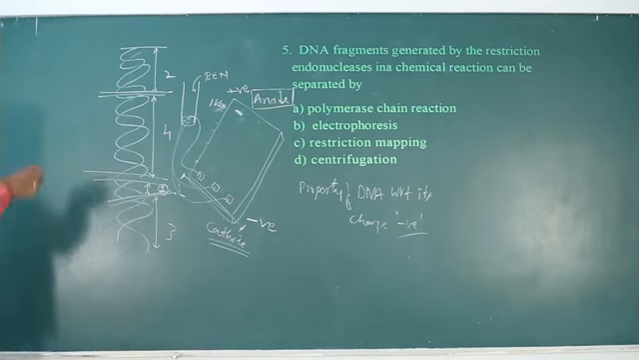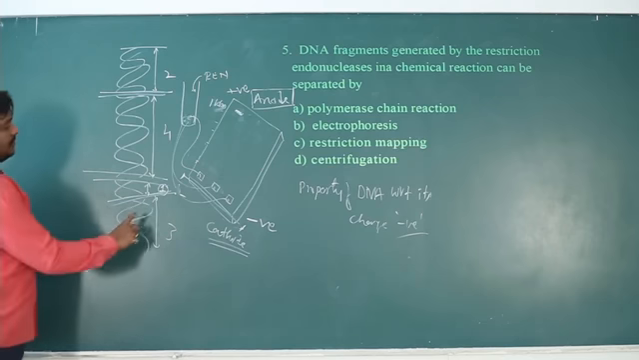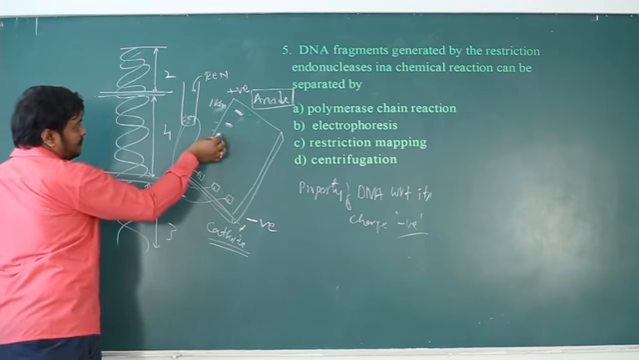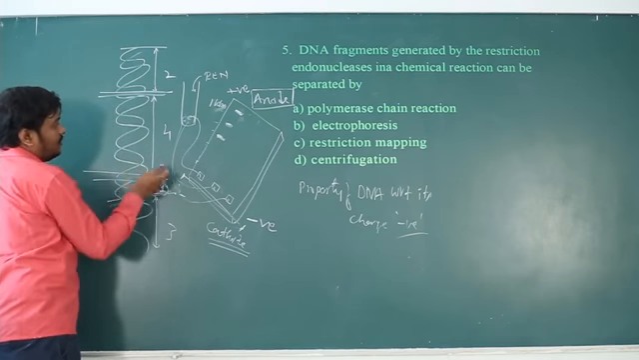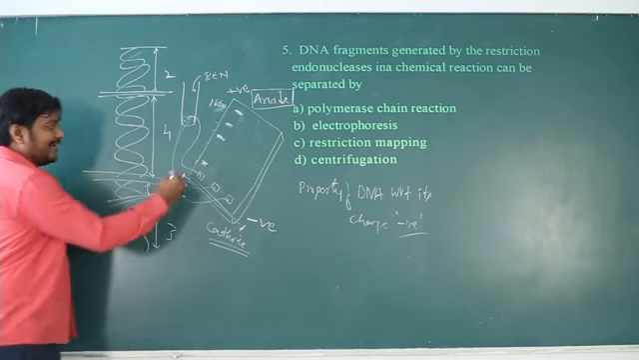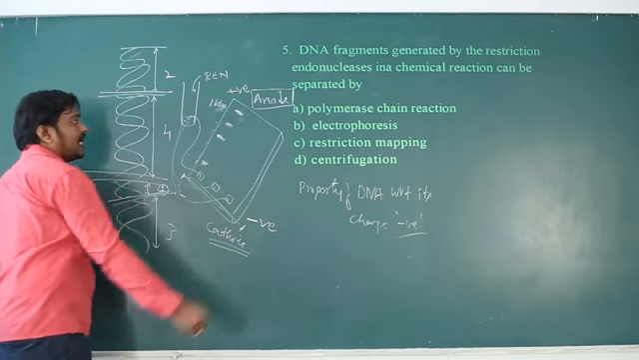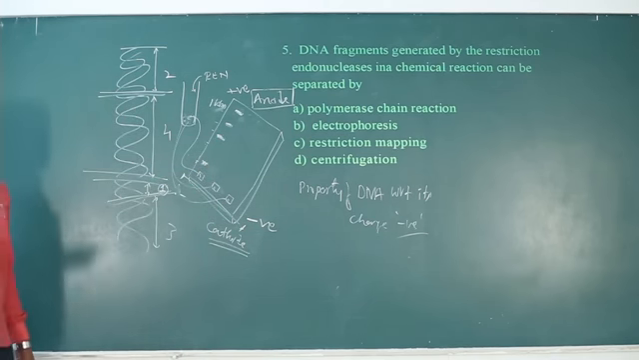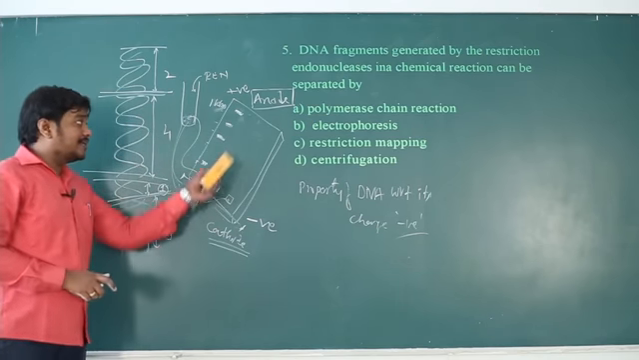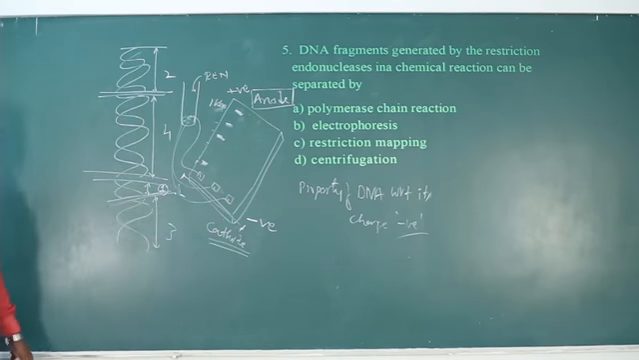Followed by the next one according to length, the second one settles somewhere here, then the third one forms a band somewhere here, and the fourth, which is the larger one, forms the band somewhere here. Like this, DNA gets separated according to its length, or its kilo base pairs. Based on how many base pairs they have, they are separated on the agarose gel.